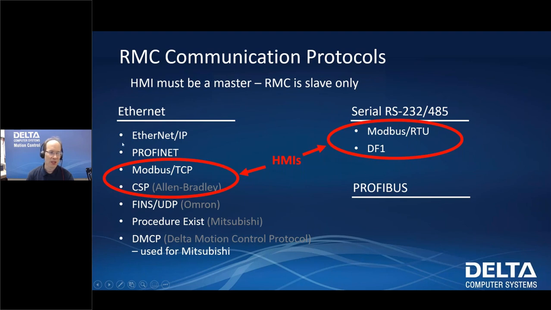Some of the others work. Ethernet IP gets rather convoluted and difficult when used with an HMI. The cyclic I/O on Ethernet IP works really, really well on PLCs, but typically not on HMIs, and Profinet is kind of a similar story.